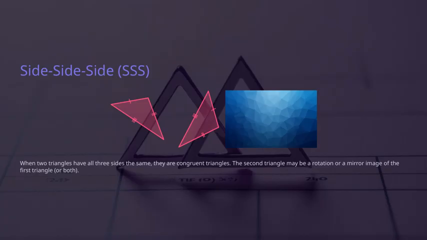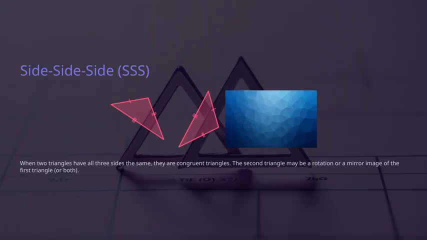Now, let's talk about the side-side-side, or SSS, criterion for triangle congruence. When we say two triangles are congruent using SSS, it means that all three sides of one triangle are exactly the same length as the three sides of the other triangle. This is a very powerful concept because knowing just the side lengths can tell us that the triangles are essentially identical in shape and size.